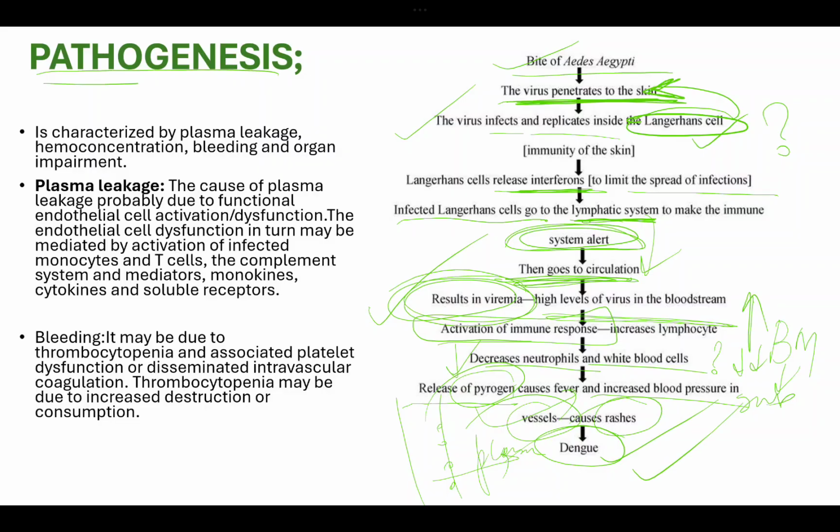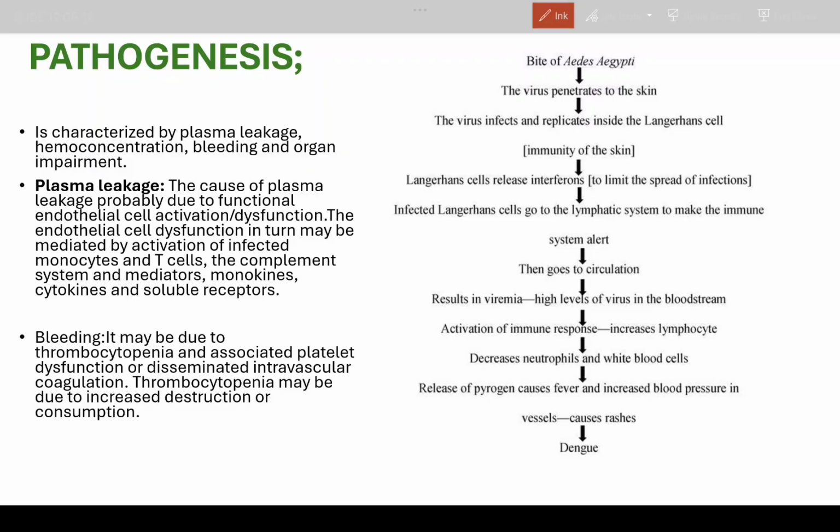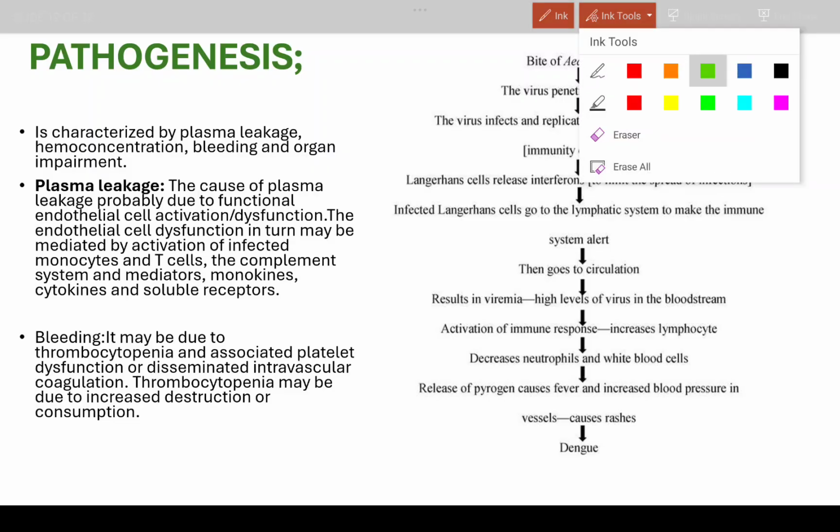So now let us see what's written in the paragraphs. It is characterized by plasma leakage, hemoconcentration, bleeding, and organ impairment. Now let us understand this. So far, I hope it is very clear to you and you don't have any doubts. In case any doubt comes up, you can put it down in the comment section. I will try to solve your doubts as best as possible.